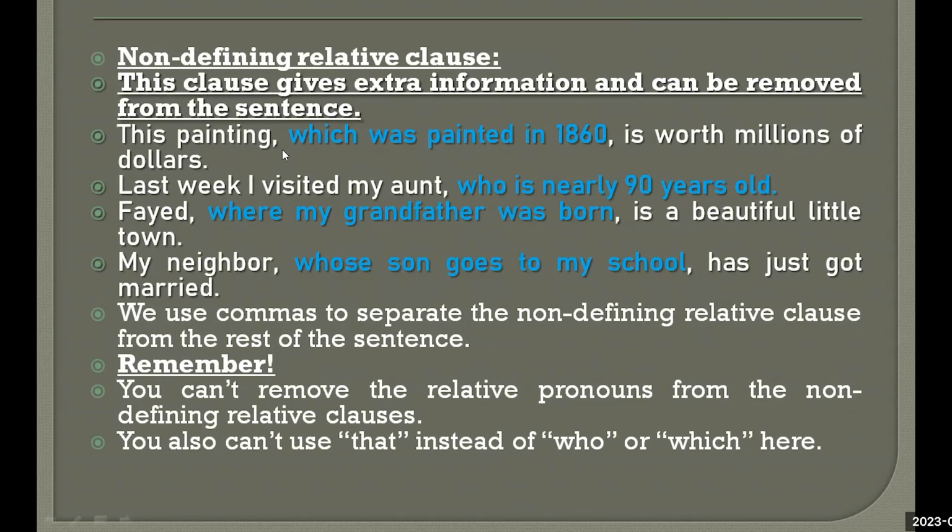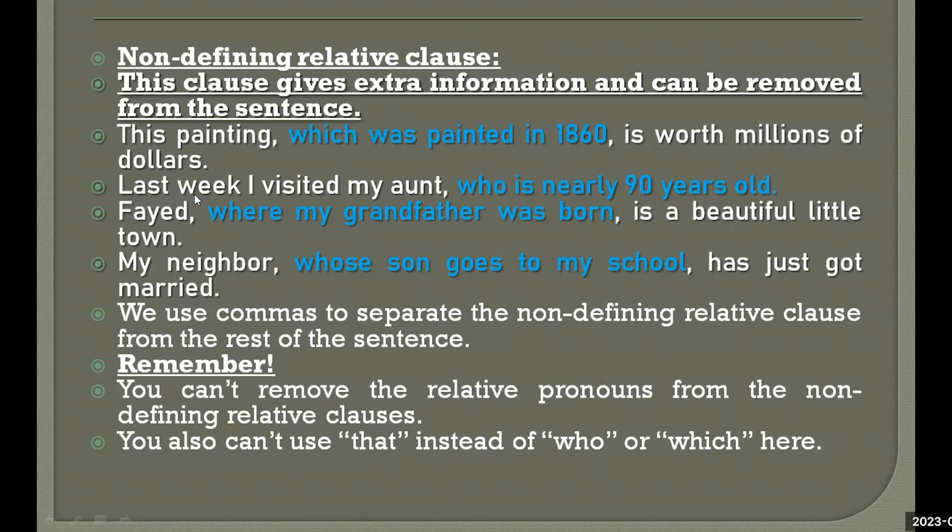Like this example: this painting, which was painted in 1860, is worth millions of dollars. You can remove this part from the sentence. You can just say, this painting is worth millions of dollars. And we use commas to separate the non-defining relative clause from the rest of the sentence.